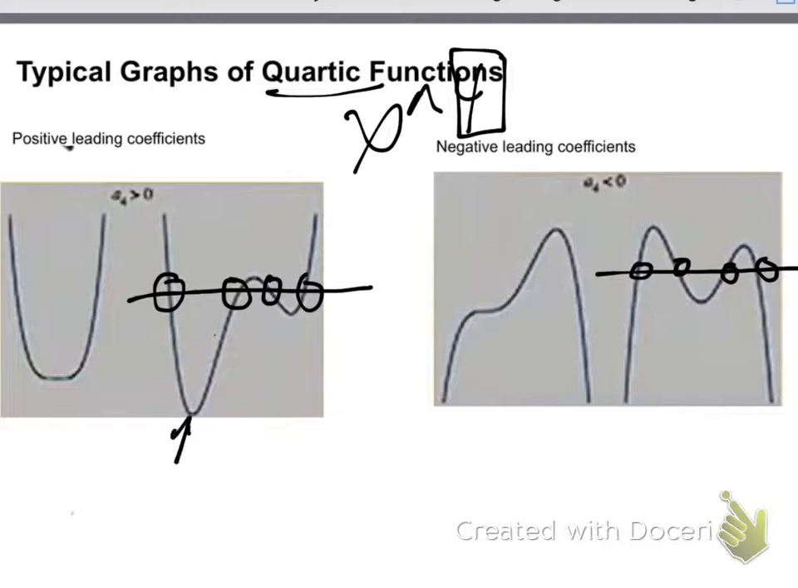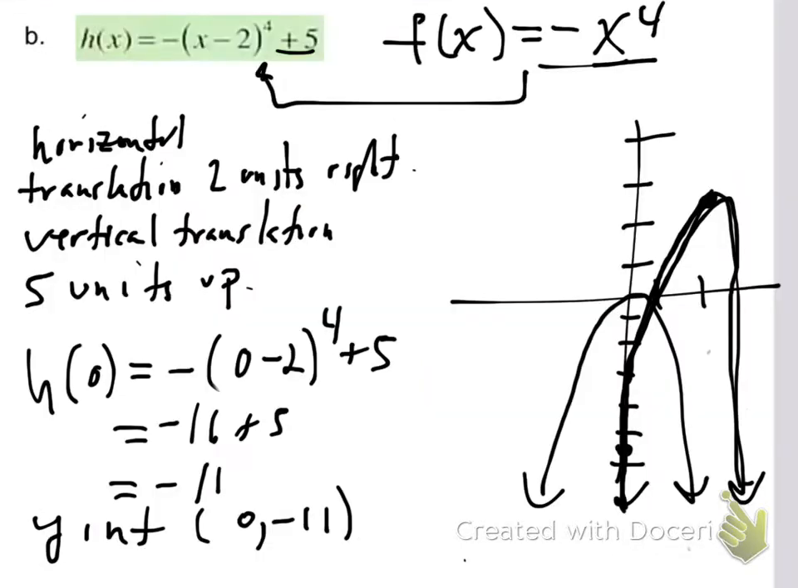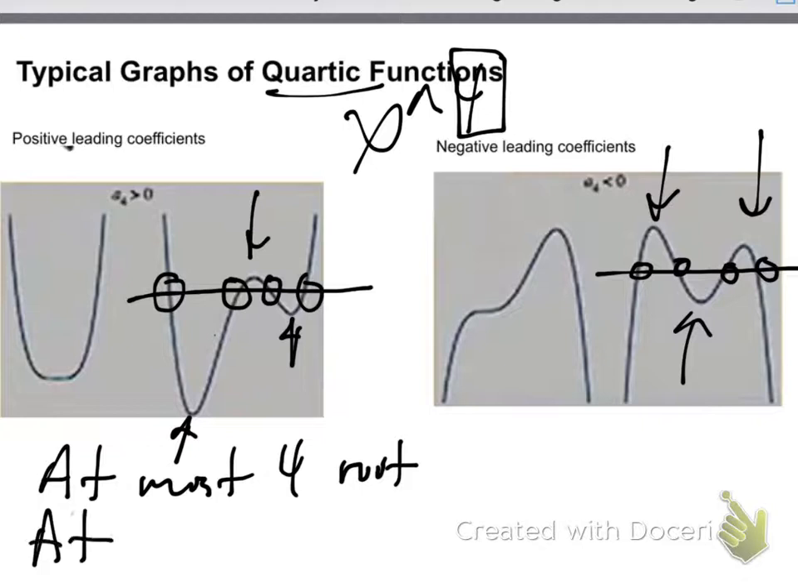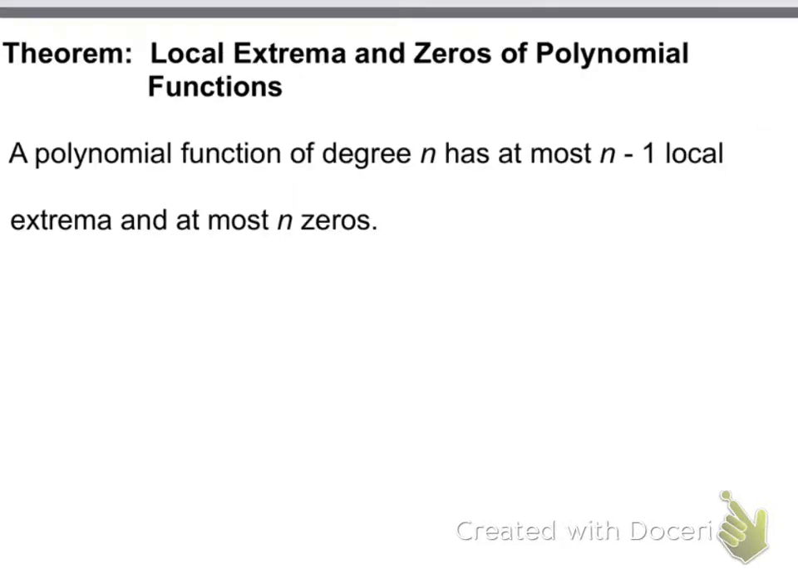Now, the local extrema: notice I have 3, 2 local minimums and a local max. Here, 2 local max and a local min. So how did I write it back here? At most 3 roots. So here, at most 4 roots gives you at most 3 local extrema, which leads us into this theorem. A polynomial function of degree n has at most n minus 1 local extrema and at most n zeros.